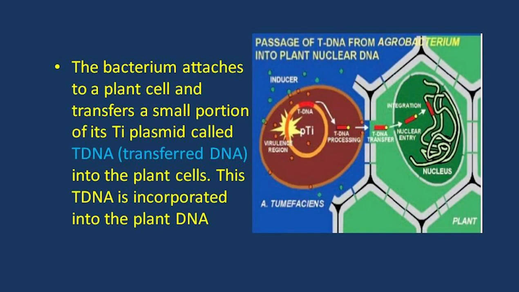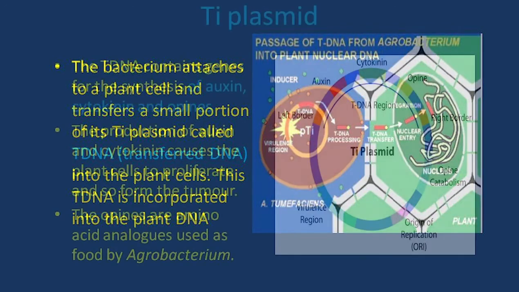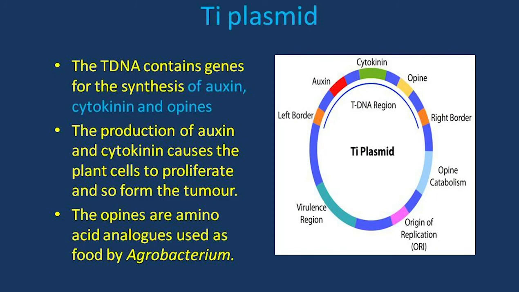The bacterium attaches to a plant cell and transfers a small portion of the TI plasmid called tDNA, the full form is transferred DNA, into the plant cells. This tDNA is incorporated into the plant DNA, or we can say the plant cell is transformed. The tDNA contains 3 genes. One is for the synthesis of the plant hormone auxin and cytokinin, and for compounds called opines.